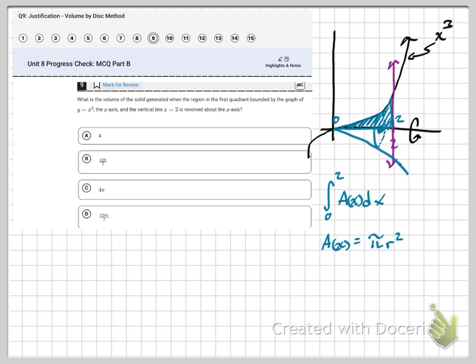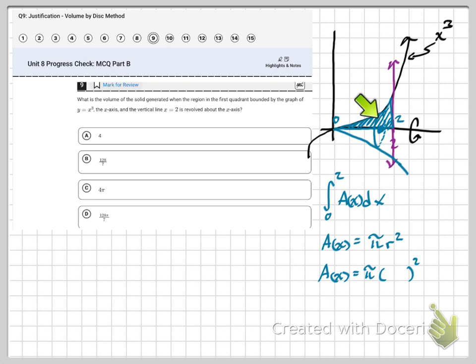Now, because it's a revolution, we know it's going to be a circle, and we know that the area of a circle is simply pi r squared. But this area function must be written in terms of x, because our cross sections are perpendicular to the x-axis. And so what is r? What is the radius in terms of x? That's what we're thinking about right now. What are we going to put in there into those parentheses?